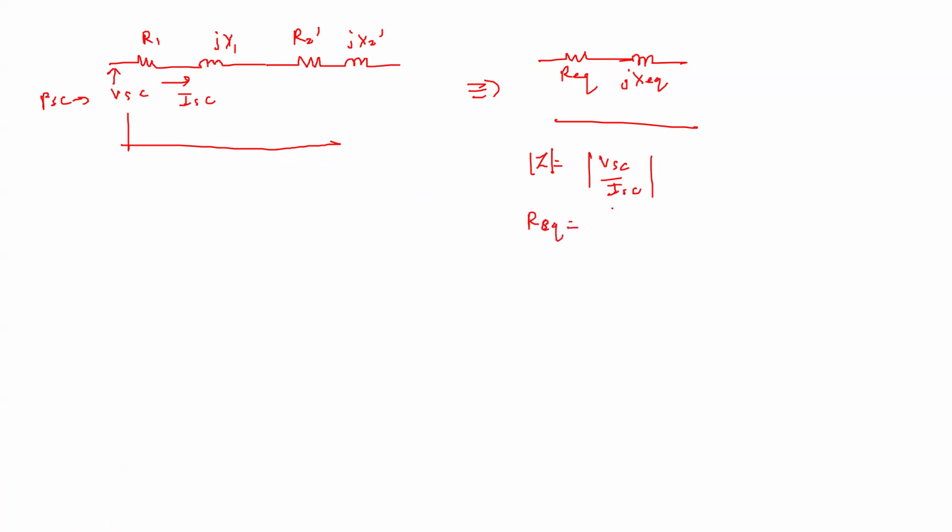R equivalent: PSC is V square by R, so R equivalent is VSC square by PSC. And you have R equivalent and you have Z equivalent. So X equivalent is nothing but root of Z square minus R equivalent square. So this is how you get the parameters.